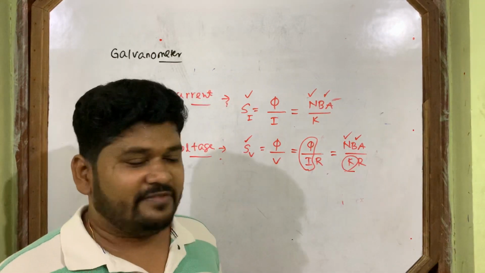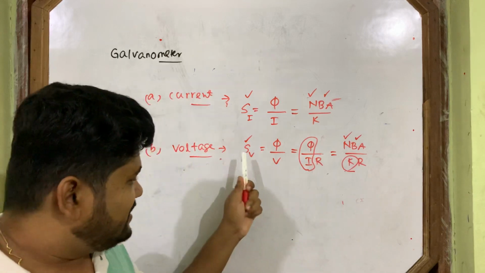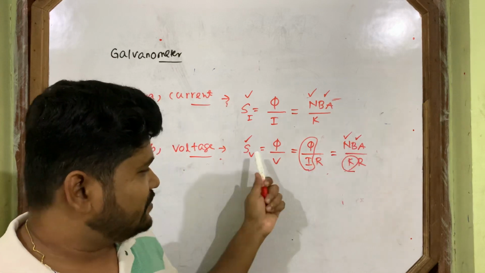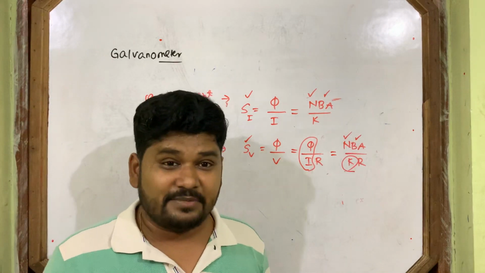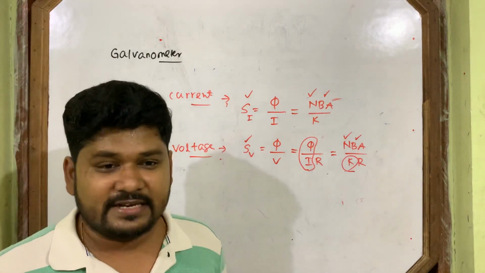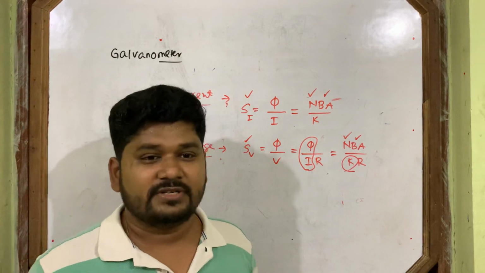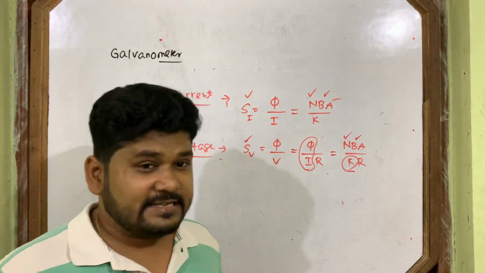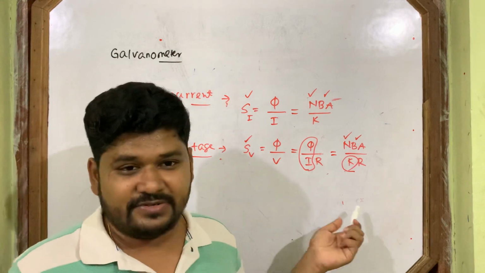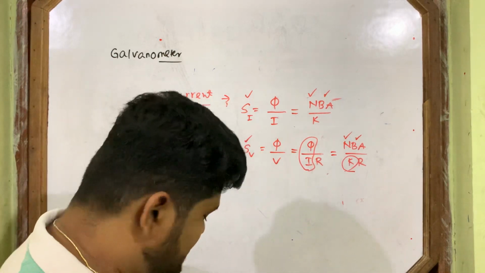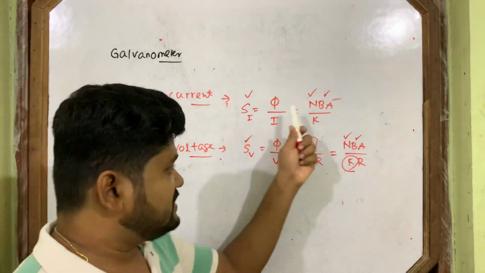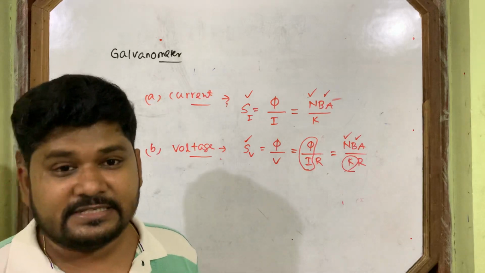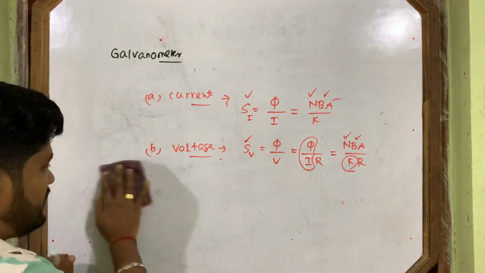So the effect of number of turns doesn't change the voltage sensitivity. This number of turns has no effect on voltage sensitivity. By increasing number of turns, only current sensitivity will increase, but voltage sensitivity will not change because resistance increases proportionally. Remember. Very important line, this one: by increasing number of turns, current sensitivity can increase, but voltage sensitivity will not increase because resistance increases proportionally. This is a very important point about sensitivity.